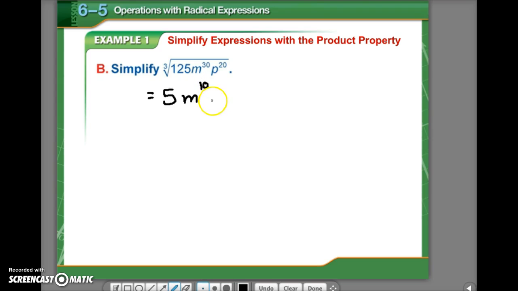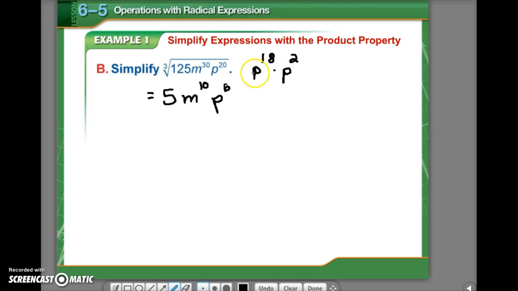And then for p, I'm thinking this is 20 divided by 3, and 20 does not evenly divide by 3. So I'm going to go to the next lowest power that would divide evenly by 3, and that would be 18. So I know that p to the 20th is the same as p to the 18th power times p to the 2nd power. And 18, if I divide that by 3, that's going to give me 6.